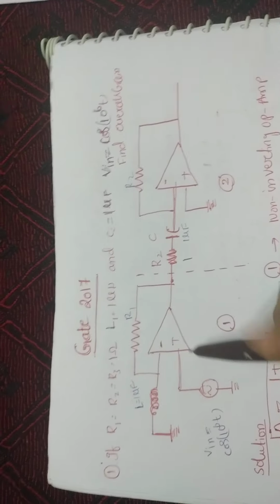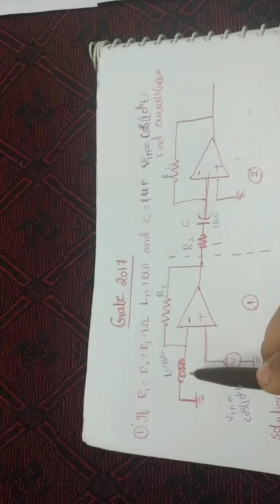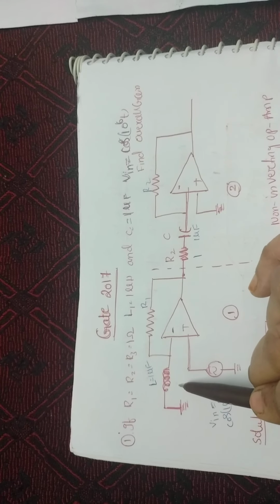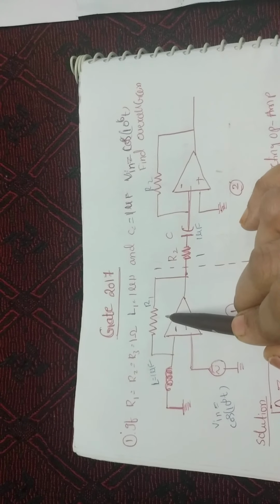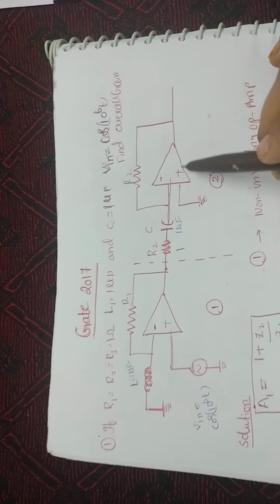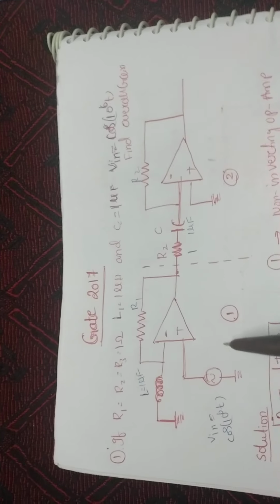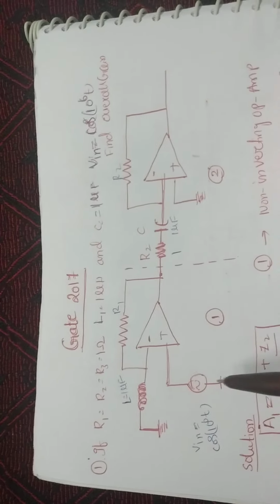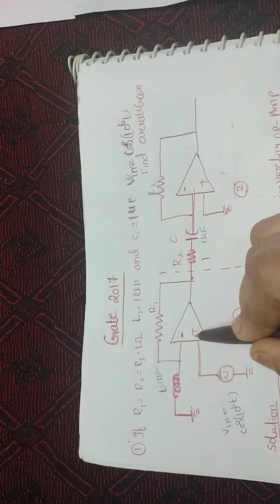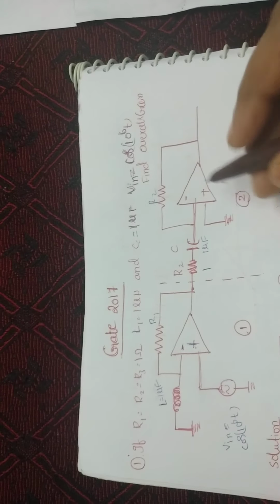Okay, so look at the circuit here. This is the circuit. This is the inductance L, and this one is the feedback resistance, and this is the input of the next operational amplifier circuit. If you see, an operational amplifier has two inputs. So here this is the inverting terminal and this is the non-inverting terminal.